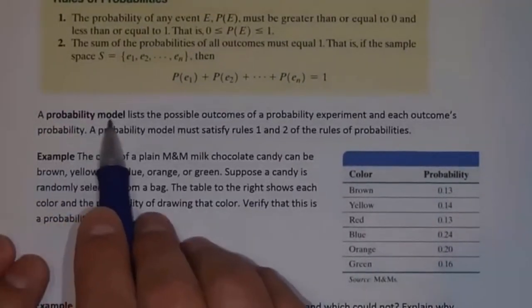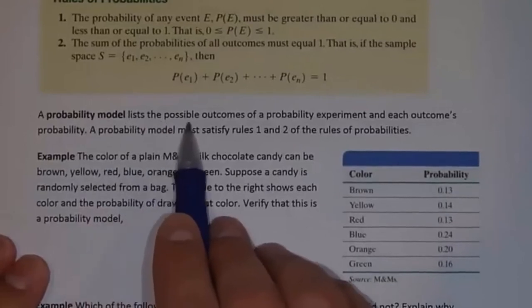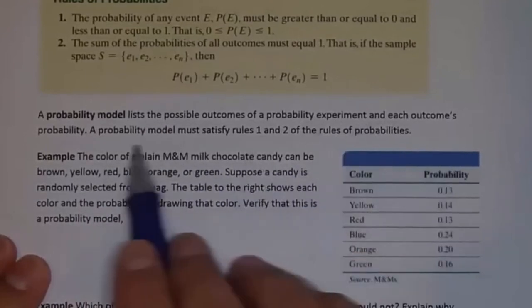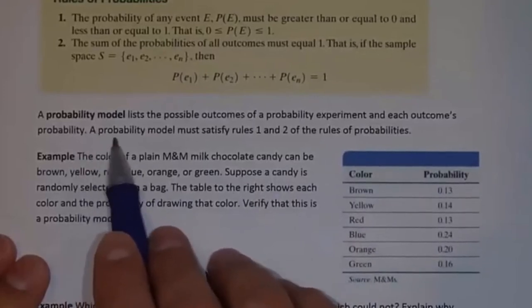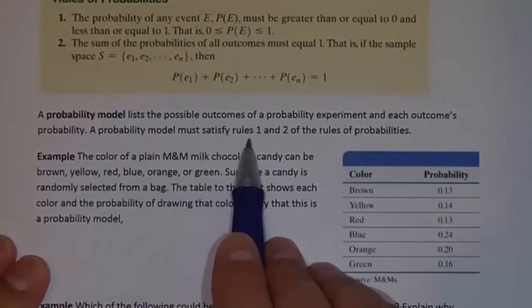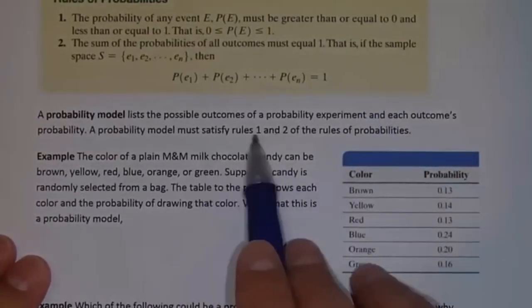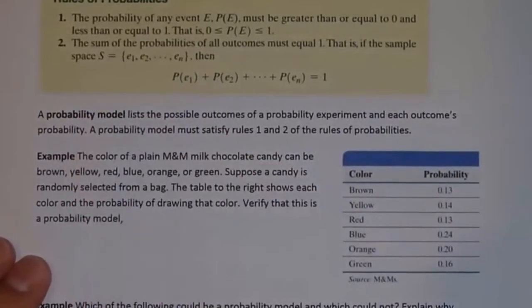A probability model lists the possible outcomes of a probability experiment and each outcome's probability. A probability model must satisfy rules 1 and 2 of the rules of probabilities. So it must follow both of these rules.